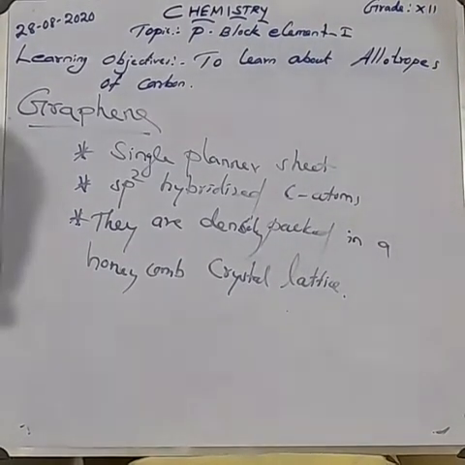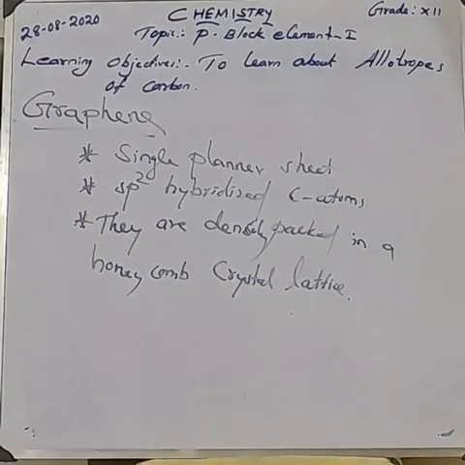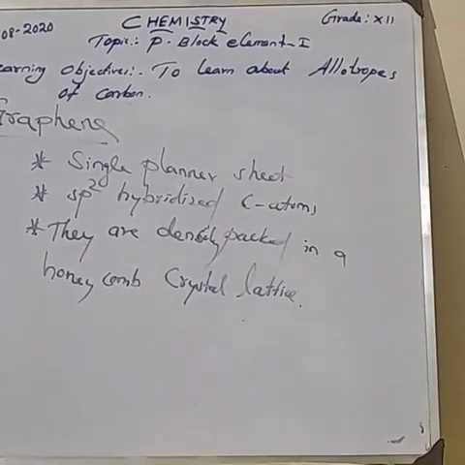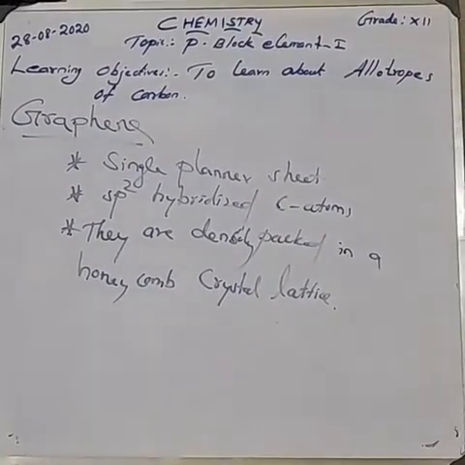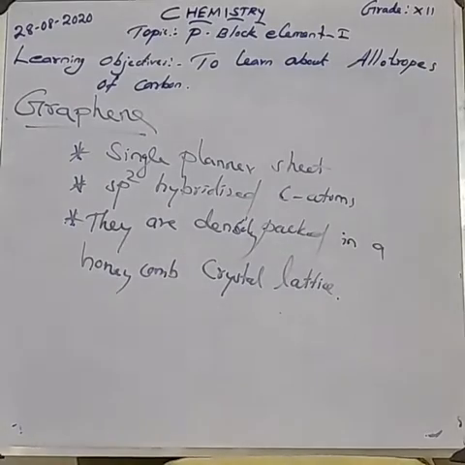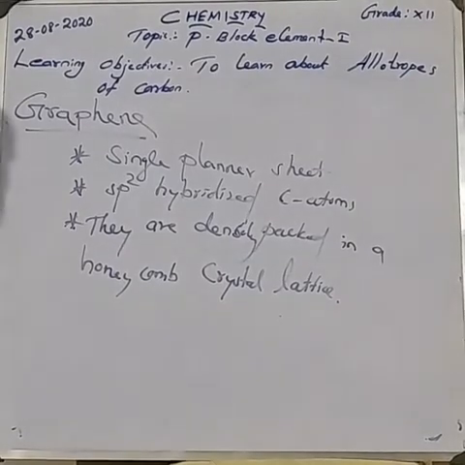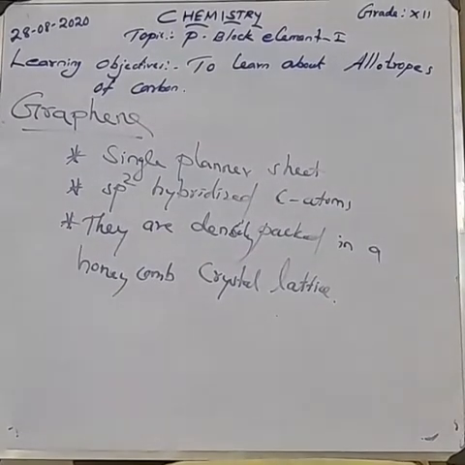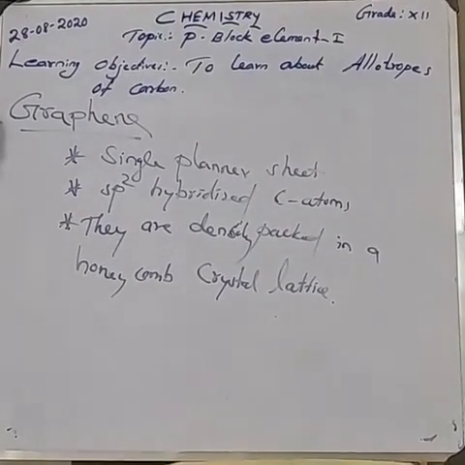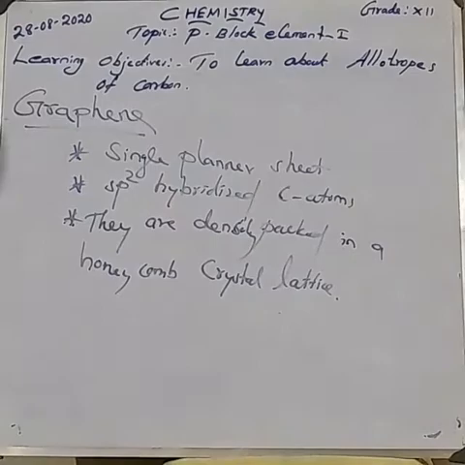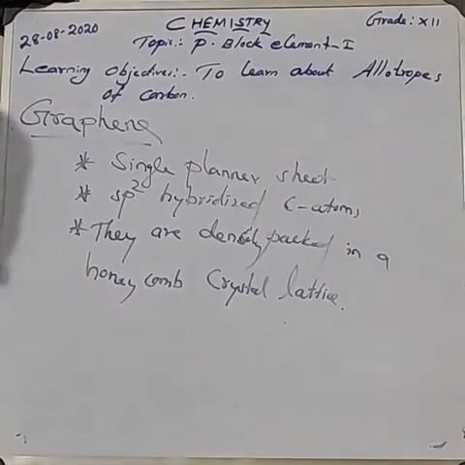Allotropes of carbon. Can you say a few points about diamond? Anyone? Very good. It is very hard. The carbon atoms in diamond are sp3 hybridized. It is bonded to 4 carbon atoms by sigma bonds. What is the carbon-carbon bond length? 1.54 angstrom. They are tetrahedrally arranged. There is no free electron for conductivity.